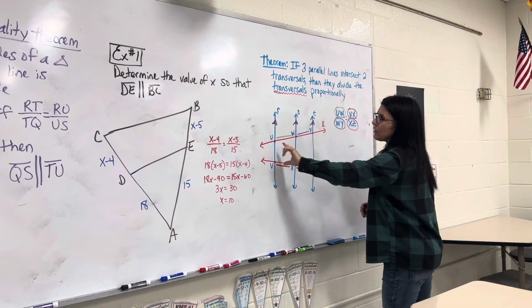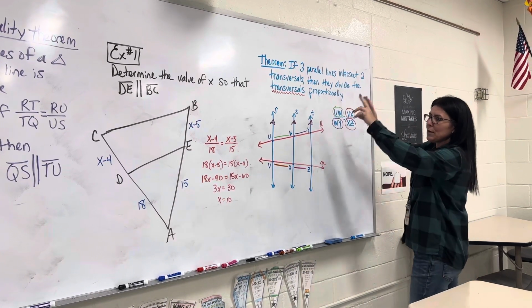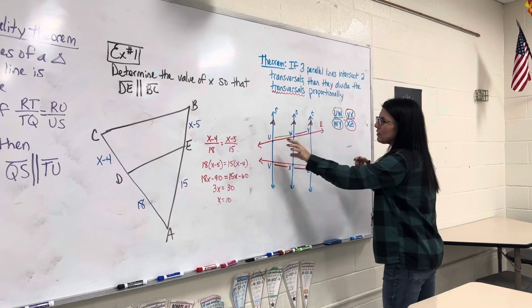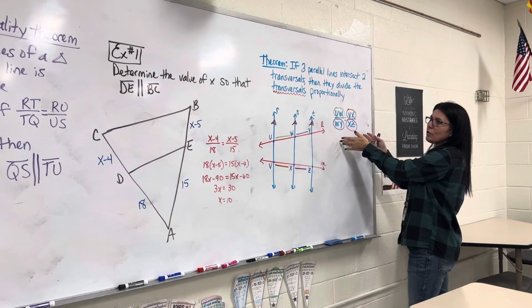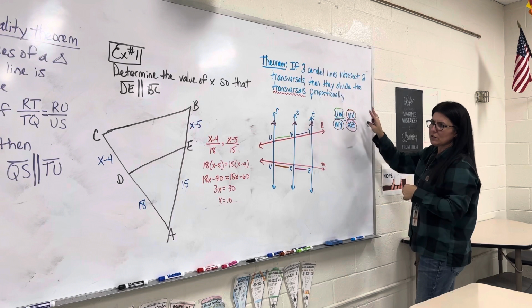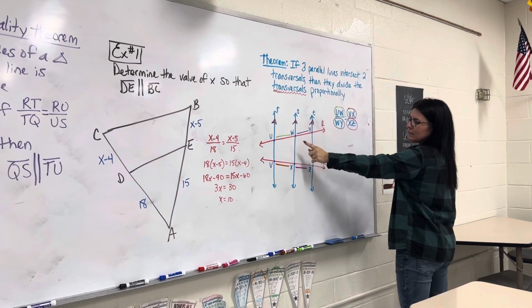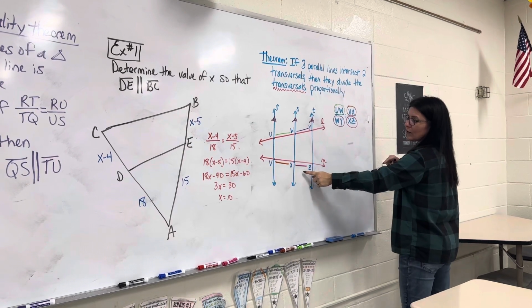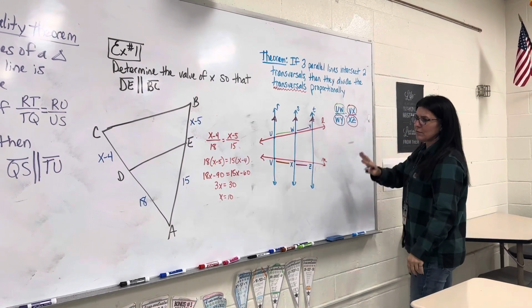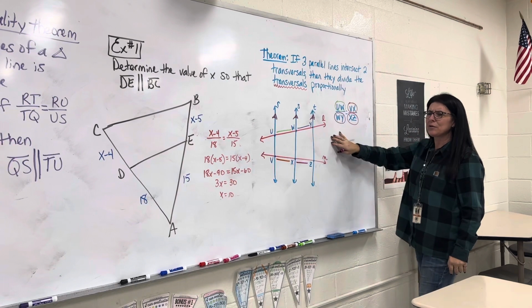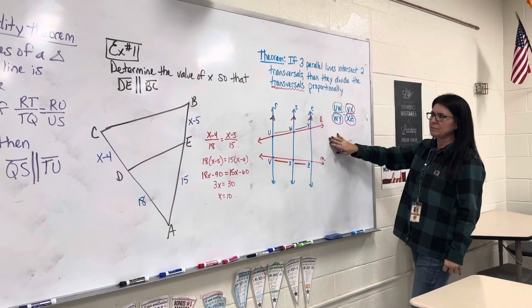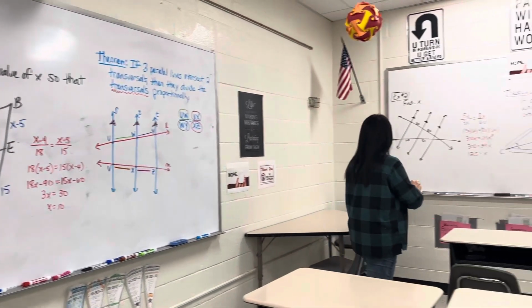Here's my transversals. So if I know that I have three parallel lines and I see two transversals, I know this relationship works. So look, I tried to use colors again. UW over WY, VX over XZ. So kind of visualize where that's coming from because the picture isn't always going to look like this. Look at my example up here.